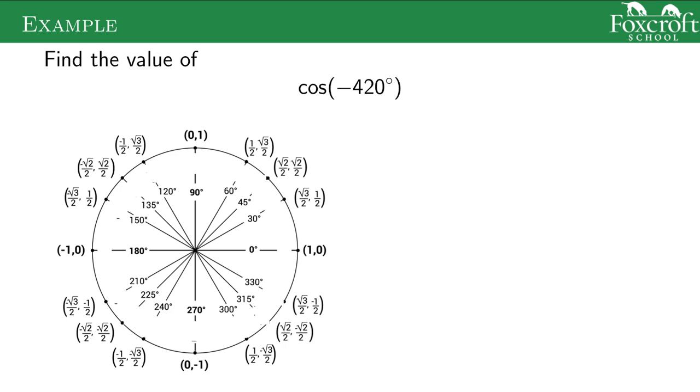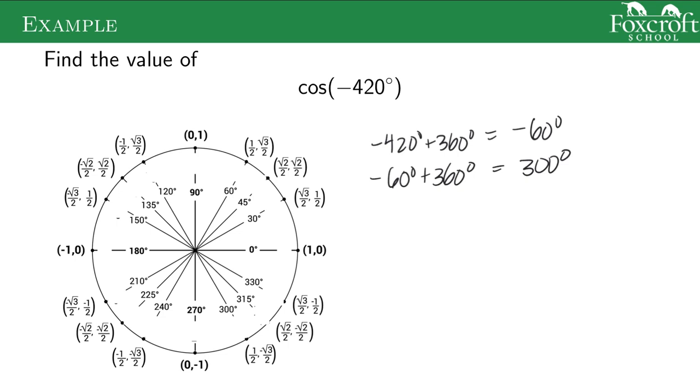Cosine of negative 420. Again, if you look on our unit circle, all the angles are positive, so negative 420 is definitely not on there. But I can use coterminal angles, in this case, adding 360 degrees. So negative 420 plus 360 is negative 60. Still negative, so I'll do it again. It's going to be positive 300 degrees. And positive 300 degrees is on my unit circle. It's right here. I'm doing cosine, and cosine's the x value, so I get the positive square root of 3 over 2. So that's my final answer.